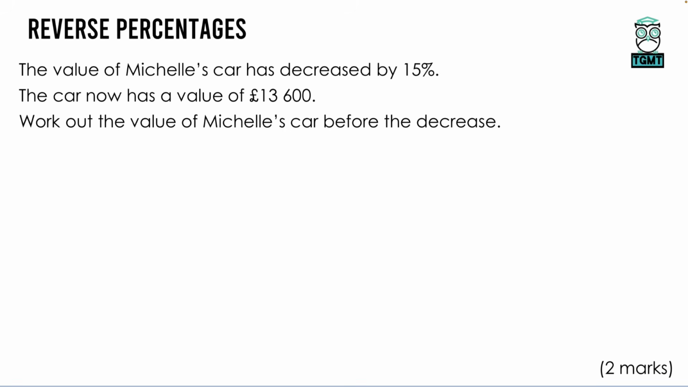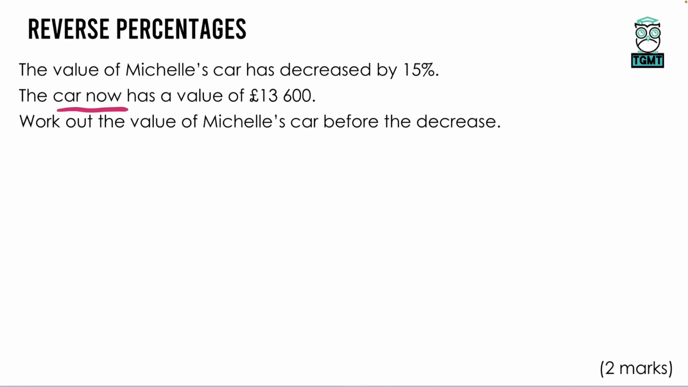Okay, so in this question, we are looking at a reverse percentage. So it says here the value of Michelle's car had decreased by 15%. The car now has a value of 13,600. Work out the value of Michelle's car before the decrease. So there's a lot of language here that gives you the hint that it is a reverse percentage because we're given the value after the decrease and it wants it before the decrease.